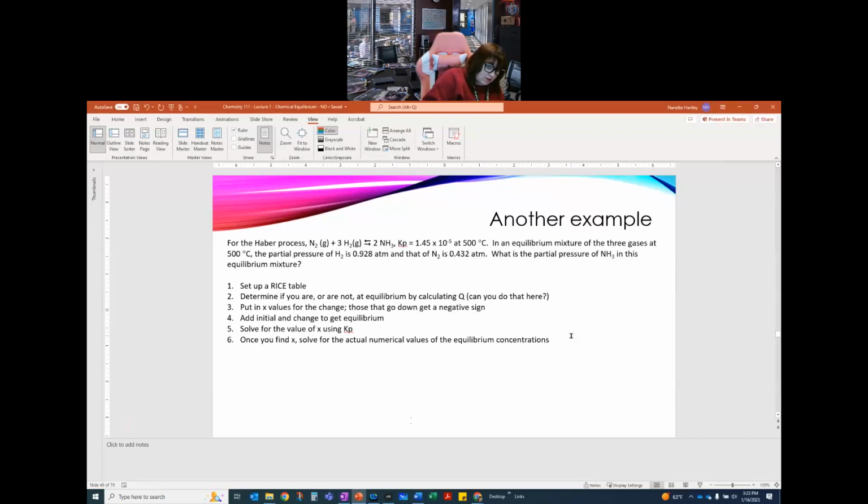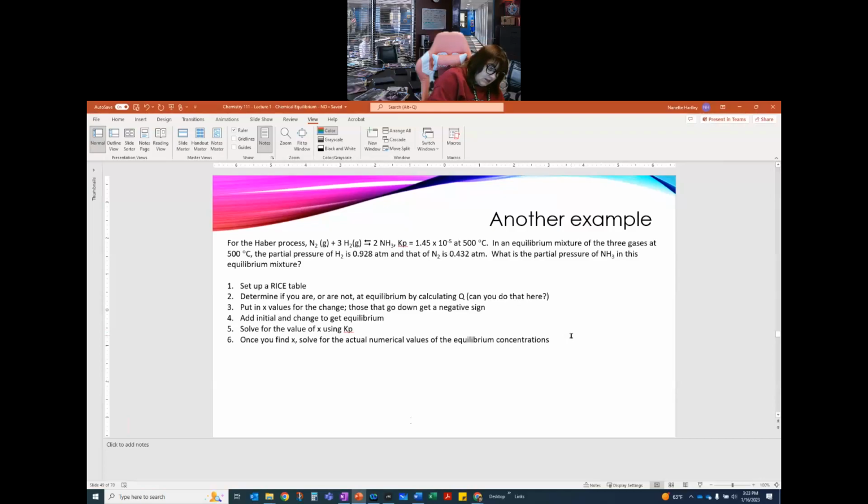Okay, fine. Well, I have a value for Kp, so I want to look at what does that expression look like. It's Kp, so those are pressures. So the pressure of NH3, which has to be squared because of the 2 in front of it, over the pressure of N2 times the pressure of H2 cubed. Not squared, cubed. Because there's a 3 out in front. Okay, awesome. So I know that this is equal to 1.45 times 10 to the minus fifth.